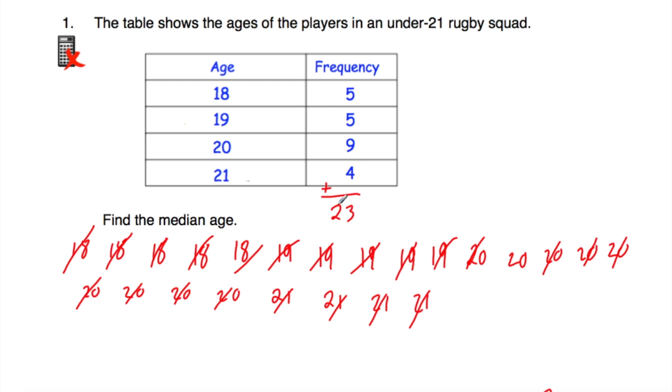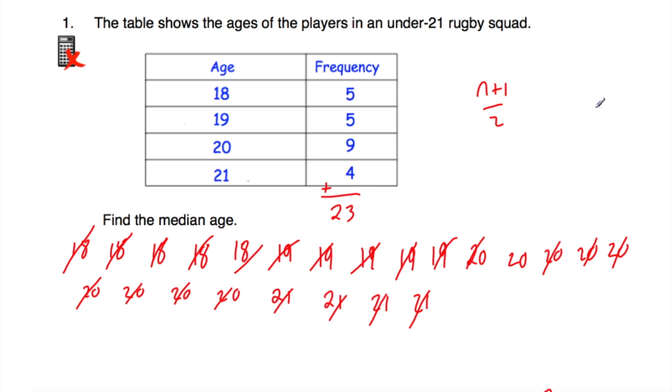Then I'm going to use a formula to find the position of the median, and it's n plus 1 divided by 2. This formula tells us the position of the median. So if you've got a list of values like this, or an ungrouped frequency table like this, where we've got 18-year-olds, 19-year-olds, 20-year-olds, and 21-year-olds, where they're not grouped, if you use the formula n plus 1 divided by 2, where n is the total frequency, that'll tell you the position of the median.